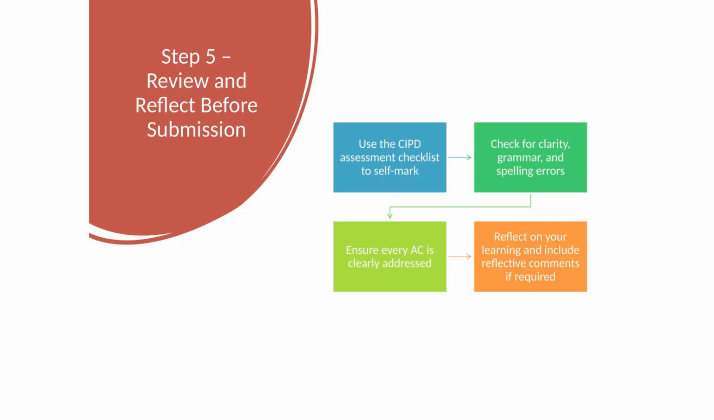The final step before submitting your assignment is just as important as the writing itself, reviewing and refining. Always use the CIPD Assessment checklist to go through each AC and confirm whether your response meets the requirement. You should also proofread for grammar, spelling, and sentence structure. Tools like Grammarly can help, but always read it yourself aloud to catch awkward phrasing. Make sure the structure is clean, formatting is consistent, and any references or examples are correctly included.